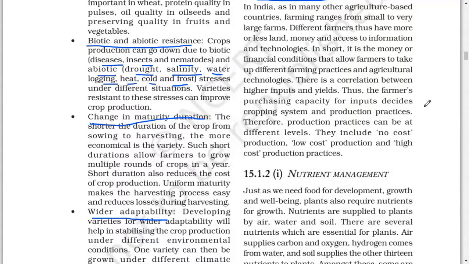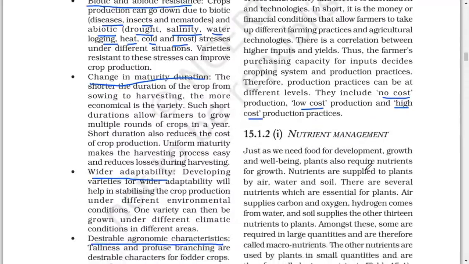Thus, the farmer's purchasing capacity for input decides the cropping system and production practices. Therefore, production practices can be at different levels. They include no-cost production, low-cost production, and high-cost production practices.